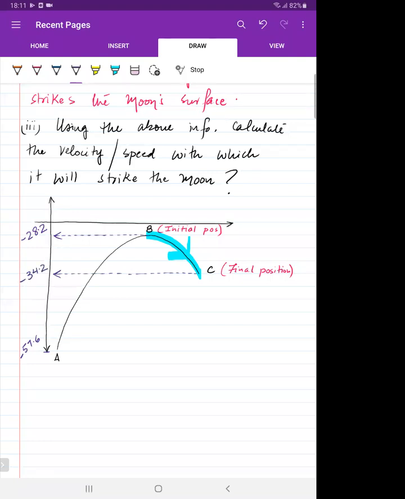Okay, these were the numbers, I believe. So I've just written down the numbers for your convenience again.